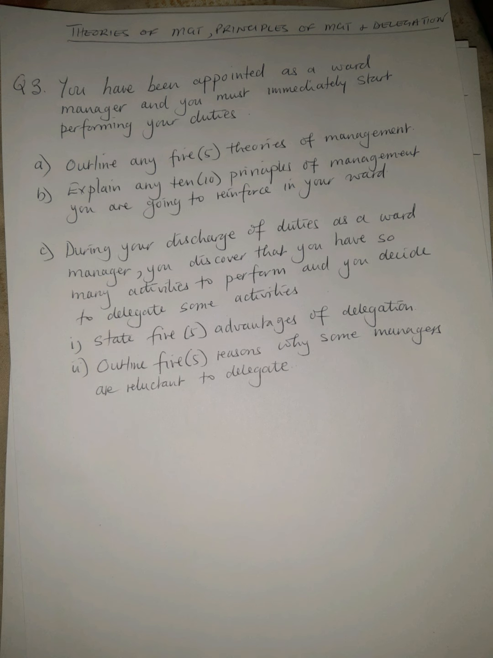So in summary, they wanted 5, but I've given you 7. Number 1, subordinates can mess up the job. Number 2, fear of deprivation of some duties. Number 3, lack of confidence in the subordinates. Number 4, fear that the subordinate may take over. Number 5, fear of deprivation of being a boss. Number 6, unwillingness to take risks. And number 7, time involved in explaining the task. These are some of the reasons why some managers are reluctant to delegate some duties to their subordinates.